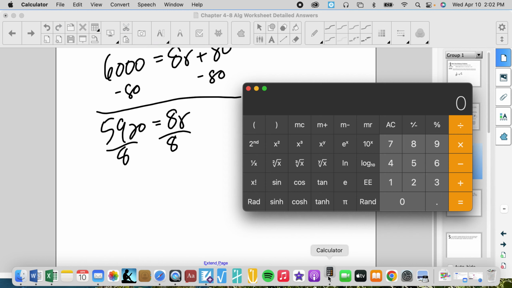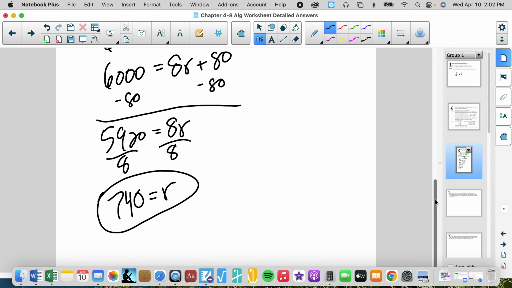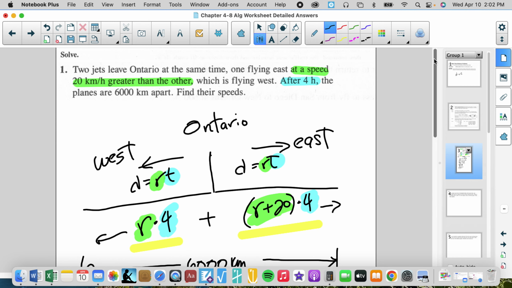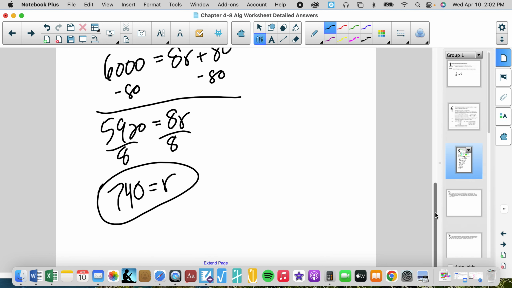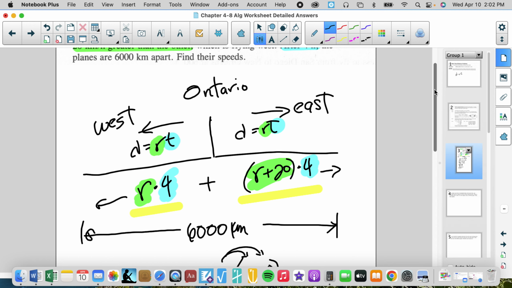I'm not going to do that in my head. I'm going to use my handy dandy notebook, right? Anybody remember Blue's Clues? 740. 740 equals R. So what does that mean? R was the rate of speed. Well, was it the rate of speed for both of the planes? No. We see that the west got the R and the east got the R plus 20.